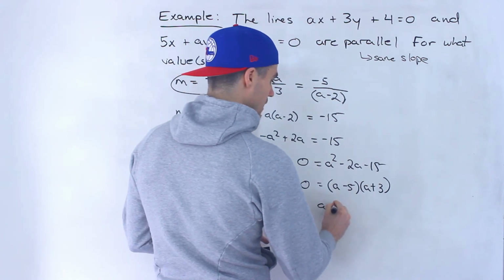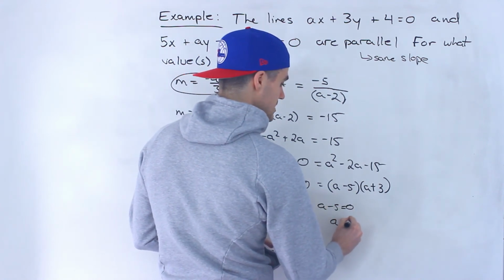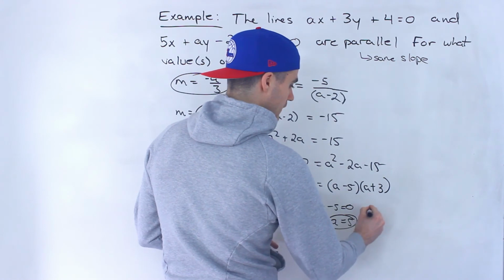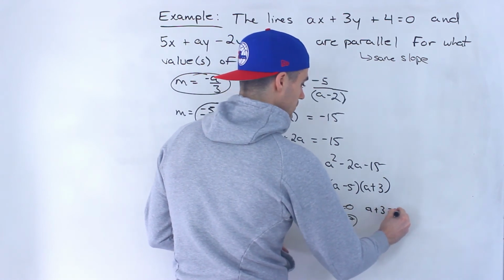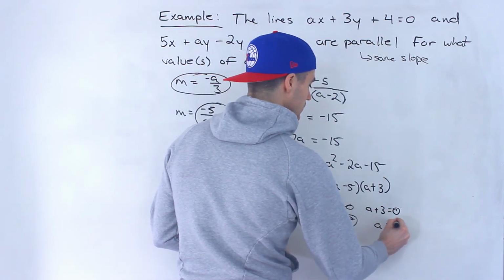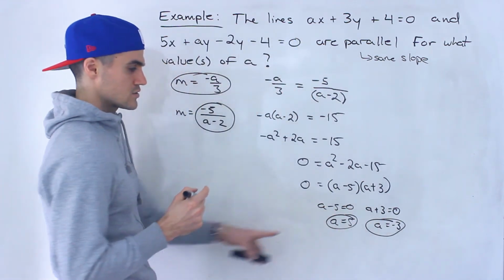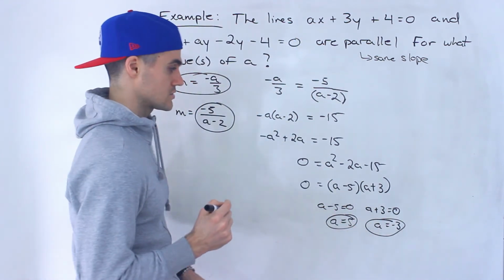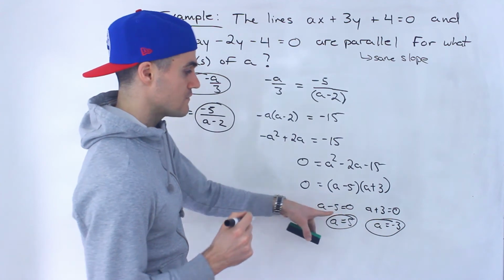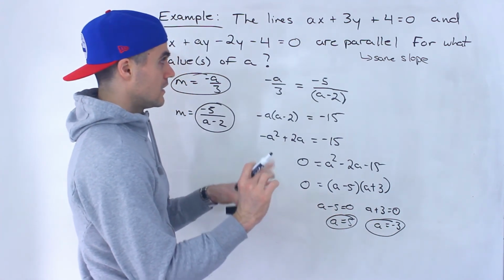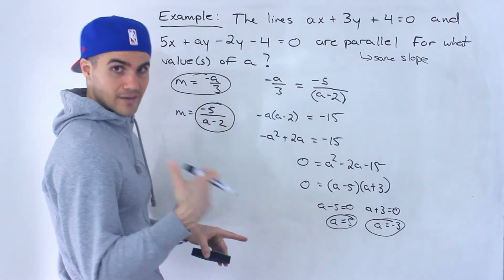So a minus 5, when does that equal 0? Well, when a is equal to 5. And then when does a plus 3 equal 0? When a is equal to negative 3. So those are the two answers right there. So for those two a values, for either or, the two lines are going to be parallel. And then you could test it as well.